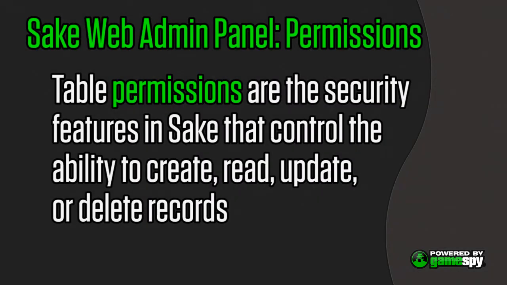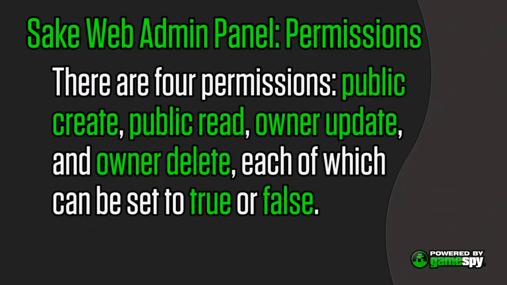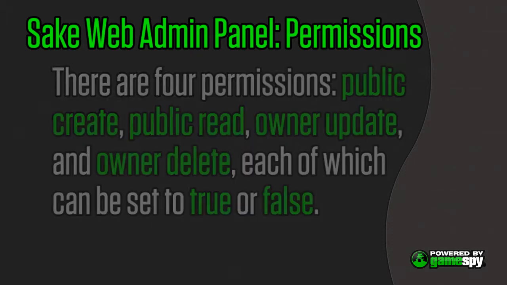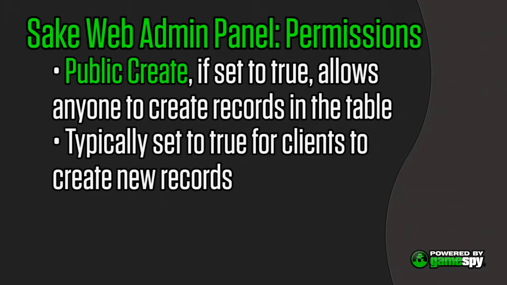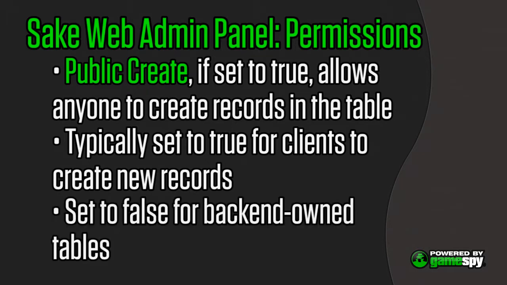Table permissions are the security features in Saki that control the ability to create, read, update, or delete records. There are 4 permissions: public create, public read, owner update, and owner delete, each of which can be set to true or false. Public create, if set to true, allows anyone to create records in the table. This will typically be set to true for profile-owned tables so that clients can create new records, and it will typically be set to false for backend-owned tables.